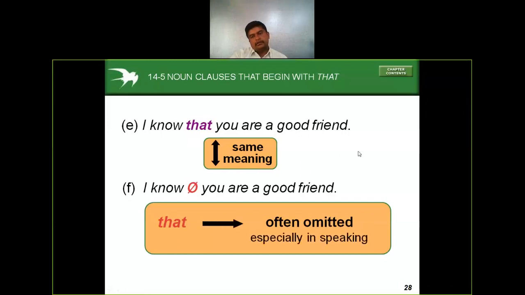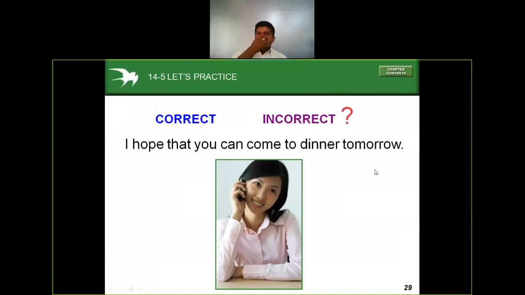That is often omitted, especially in speaking. Okay. Who knows grammar? Who knows English properly? Definitely, what rubbish English is being spoken? All grammatically mistaken English is being spoken. Okay. They will think like this, children. Now, correct or incorrect?